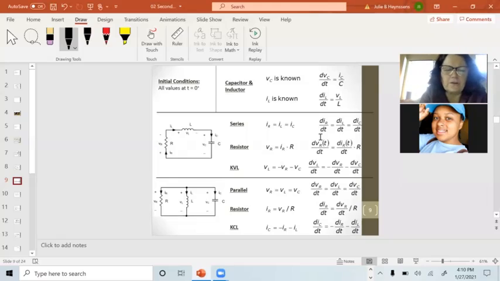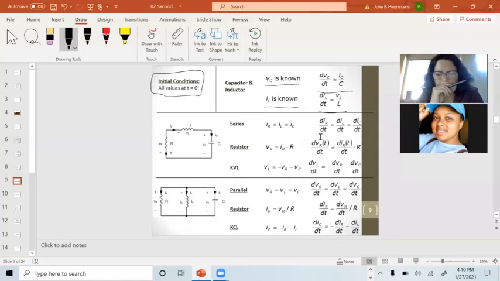We know the initial conditions. This is what we want. If we're solving for VC, we need this. If we're solving for IL, we need this one. Series circuits always share the same current. This is the part that's tough for people. They share the same current. I know I've done this a lot of times, but I'm going to do it again. If they have the same current, the rate of change of their currents has to be the same too.